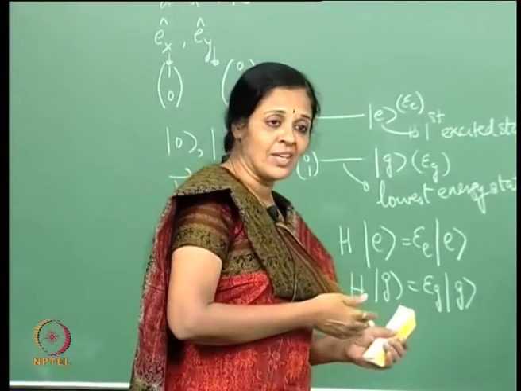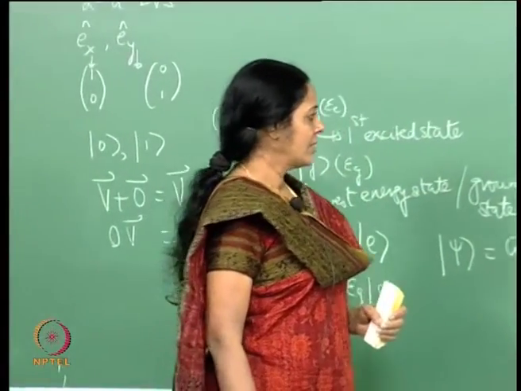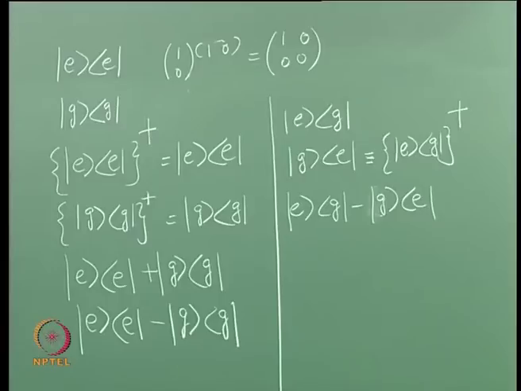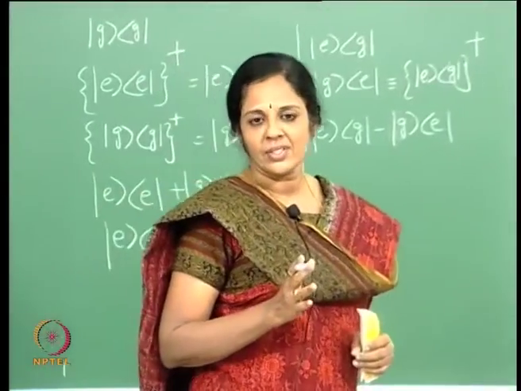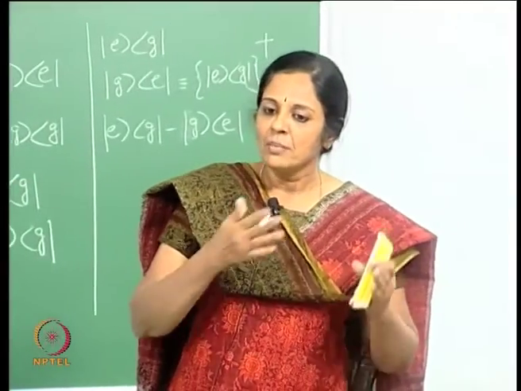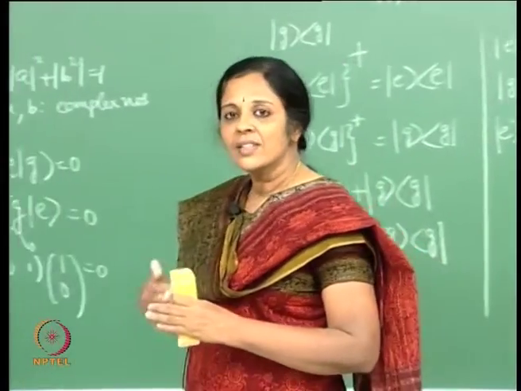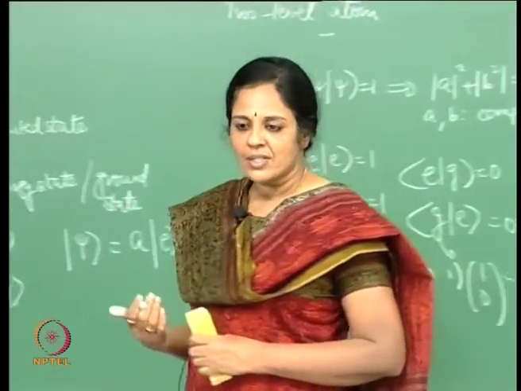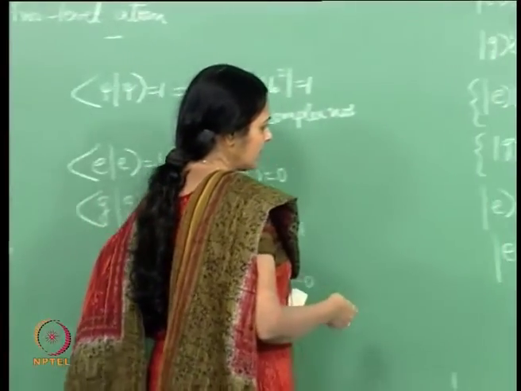Here is a two-level atom. So, choose the energy eigenstates ket E and ket G as the basis states. This is just a convenient choice. You may have many more sets of basis vectors that can be chosen, and I will discuss various possibilities later on in subsequent lectures.